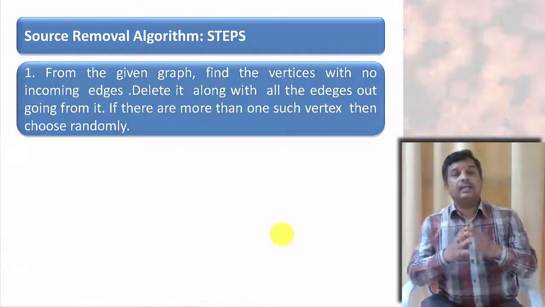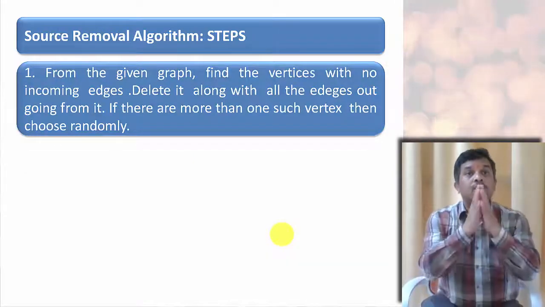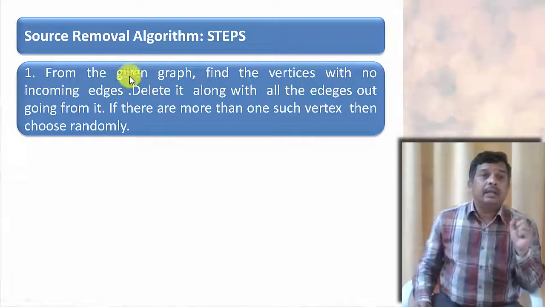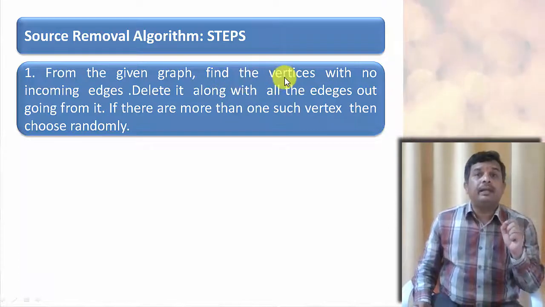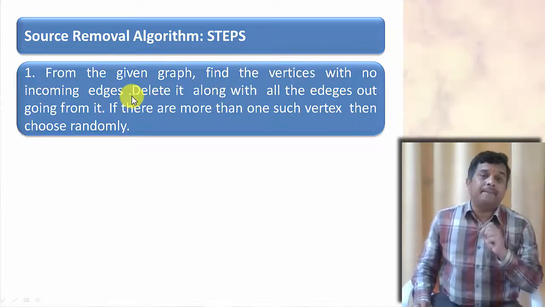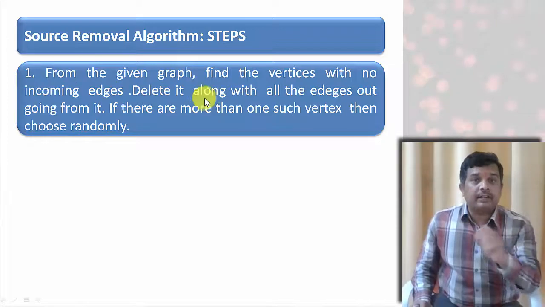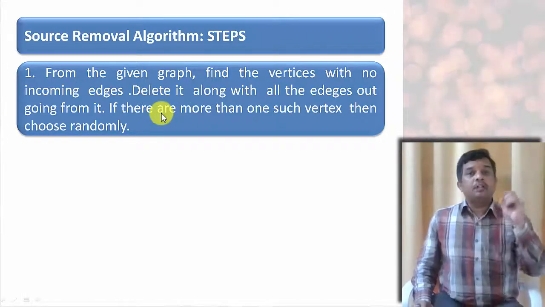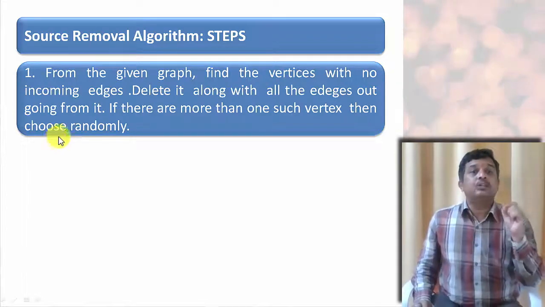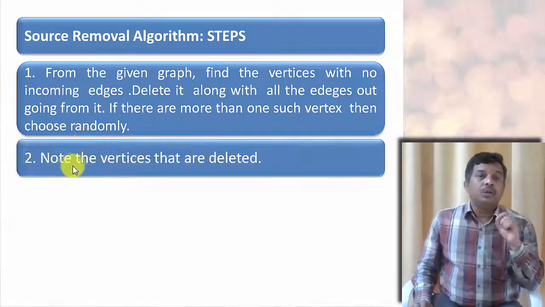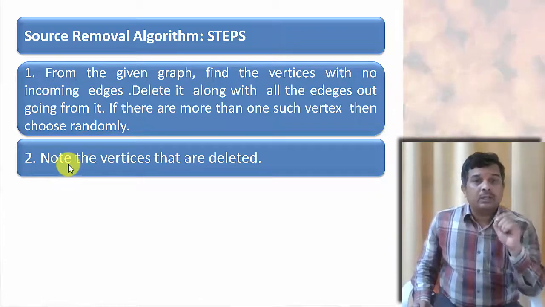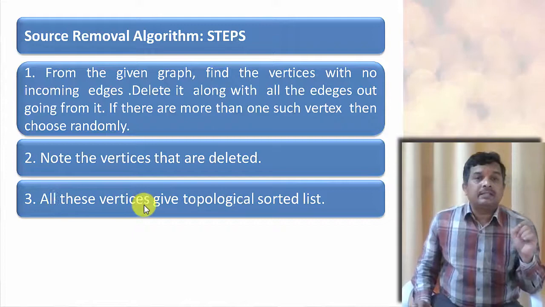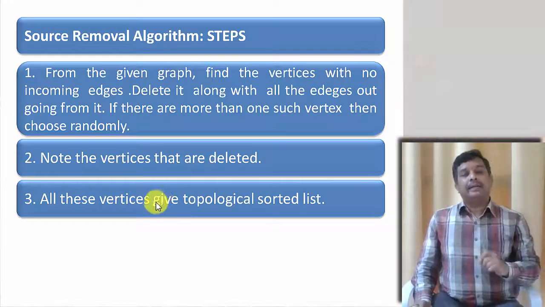So let us see the steps we are going to use for the source removal algorithm. If a graph is given, we find the vertices with no incoming edges. Delete the vertex along with all its outgoing edges. If there is more than one such vertex, choose randomly. The second step is to note the vertices in the order they are deleted; together they give a topological sorted list.